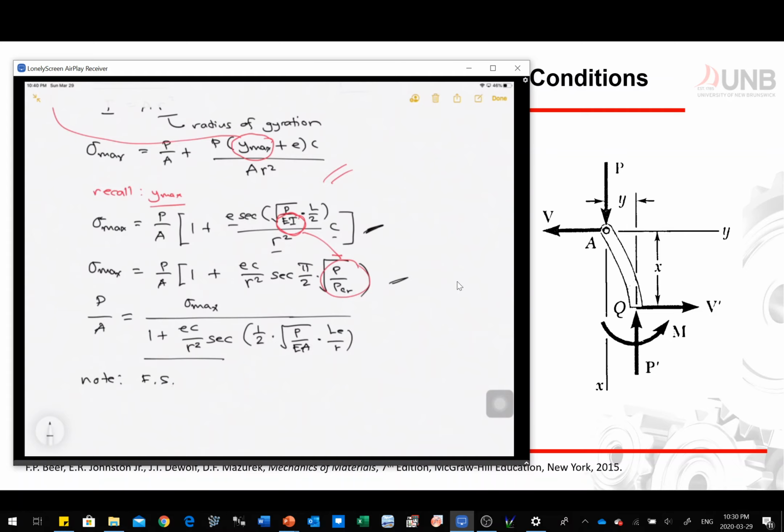Note here your factor of safety. I forgot one point right here, I just checked my notes. Factor of safety should be applied to the force and not the stress. That's a common mistake, but it should be applied to your force and not to your stress.